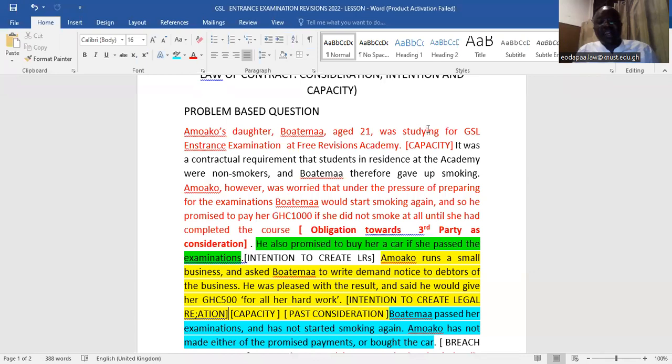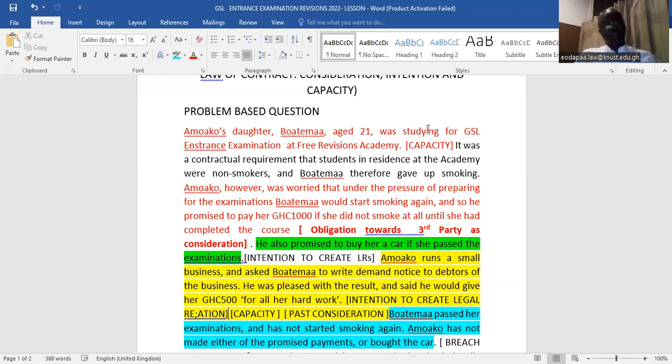But then it is the application side where people may be more critical in their interpretation of the facts in the problem and how they apply the principle to it. And that is where there may be variation between students. Otherwise, the first part, the statement of the principles and the corresponding authorities, all of you should be getting almost the same marks.